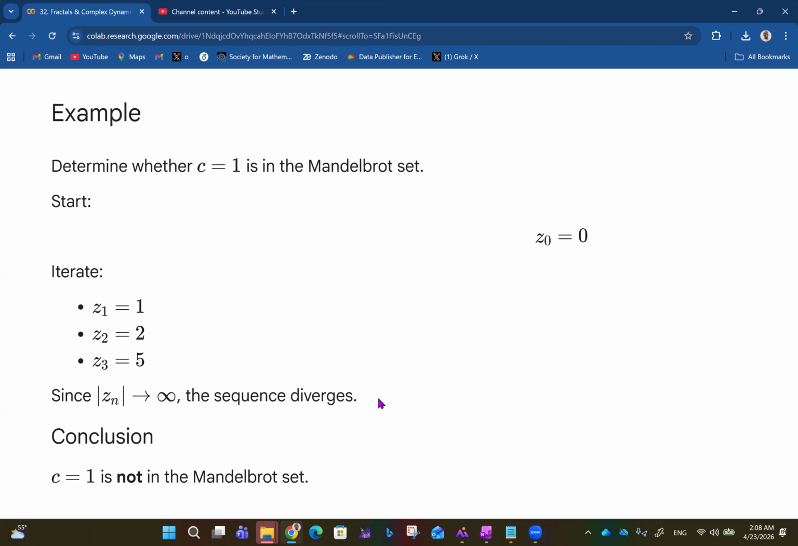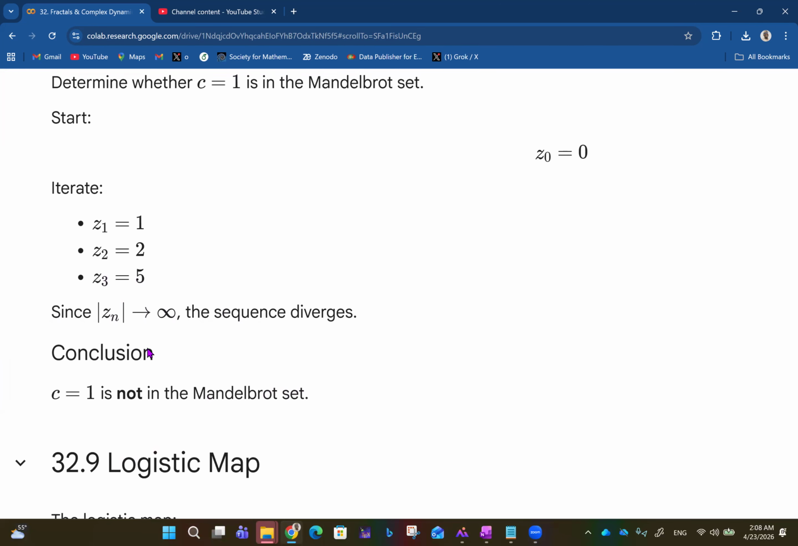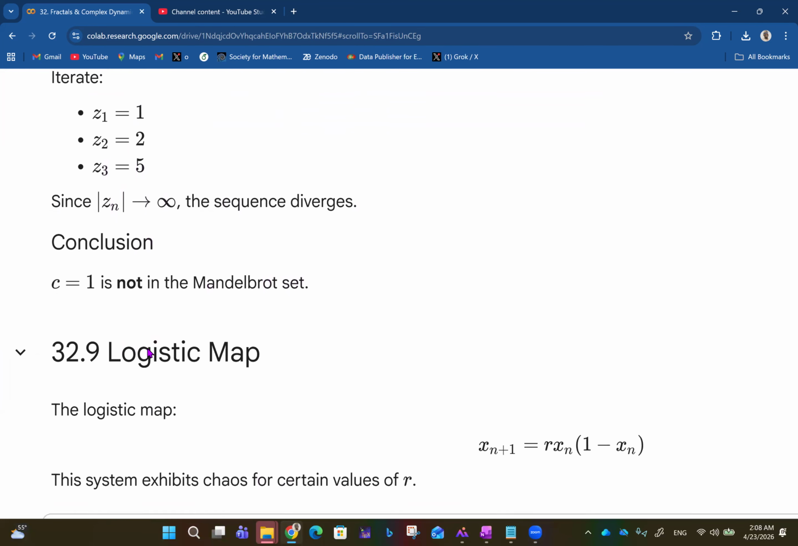So you can say that the sequence diverges. The conclusion then is that c equals 1 is not in the Mandelbrot set because when you take c to be 1, it keeps diverging. If c were in the Mandelbrot set, it means that as you keep iterating, it will be converging towards a given value. So c equals 1 is not in the Mandelbrot set. That's exactly what that means.